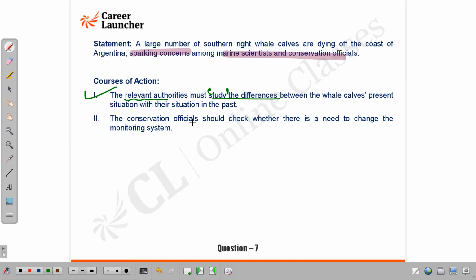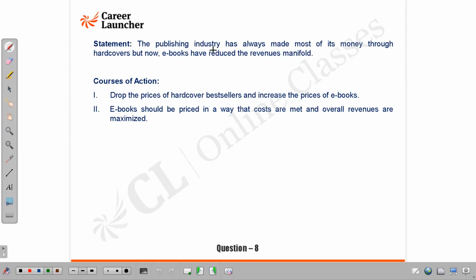The second one, the conservation officials should check whether there is a need to change the monitoring system or not. So maybe their conditions are changing and therefore they need to change a certain monitoring system of theirs. So fair enough, both of them sensible, both of them practical, follows my logic, and therefore the answer should go as C. Next one, the publishing industry has always made most of its money through hardcovers, but now ebooks have reduced revenues manifold. Drop the prices of the hardcover bestsellers and increase the price of ebooks.